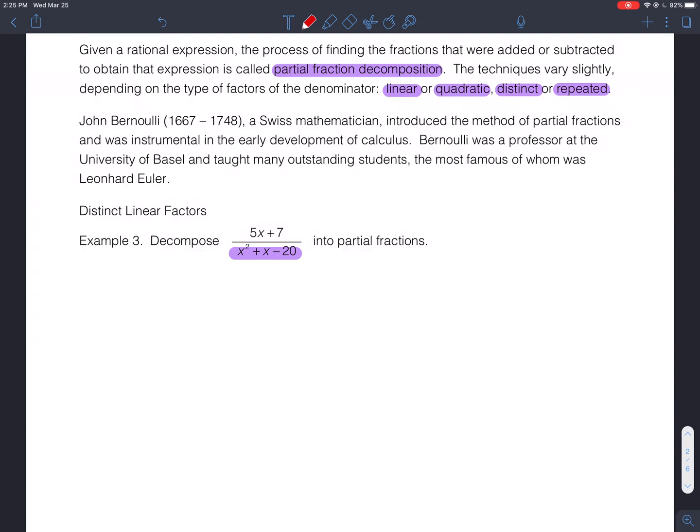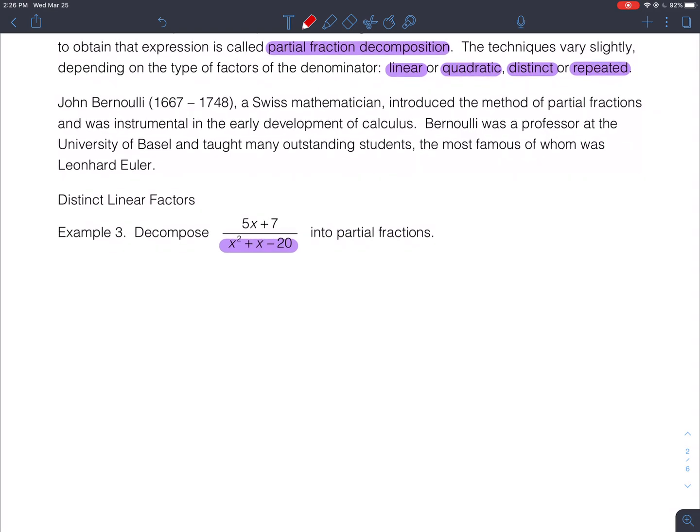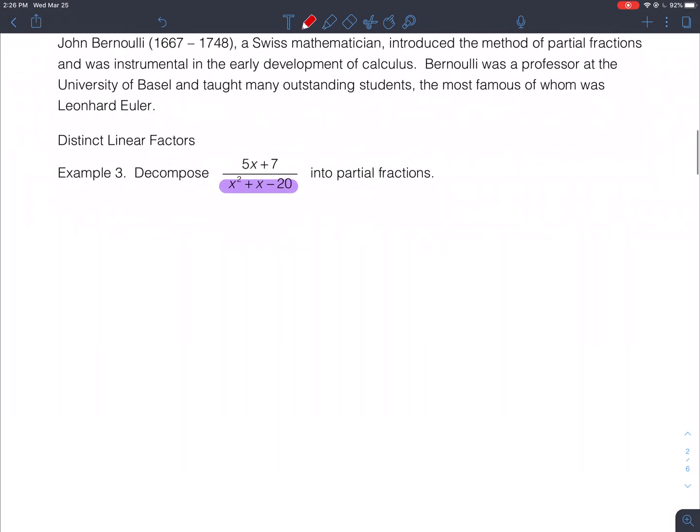This is John Bernoulli. There were two Bernoulli brothers, actually, and they both did many, many things in the realm of mathematics. As you can see, 1667 to 1748 was John. They were Swiss. John was a Swiss mathematician. He introduced the method of partial fractions, was instrumental in the early development of calculus. Bernoulli was a professor at the University of Basel, and he taught most famously Leonhard Euler.